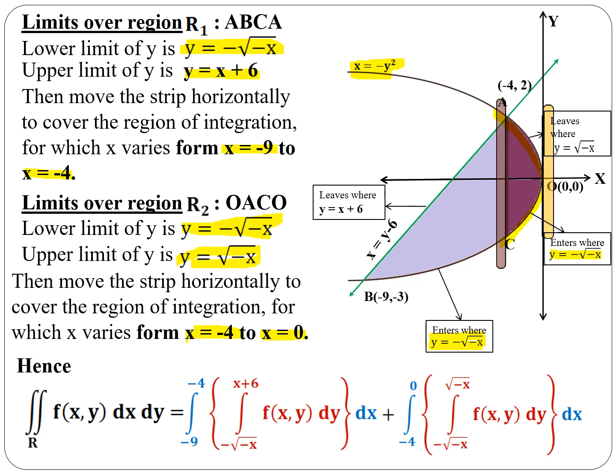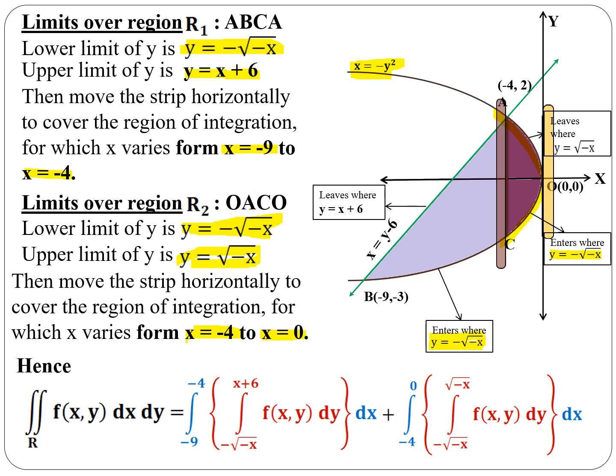The first integral's limit is y from minus root of minus x to x plus 6, and the x limit is minus 9 to minus 4. And for the region R2, the y limit is minus under root of minus x to under root of minus x, and the x limit will be minus 4 to 0. Okay, so I hope it is clear.